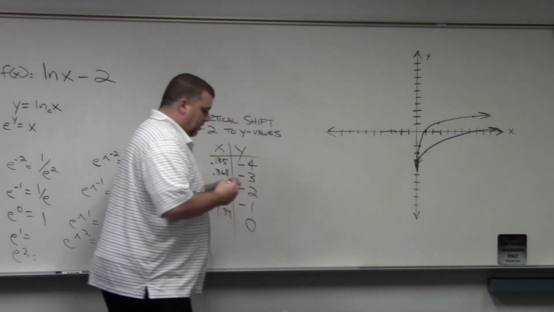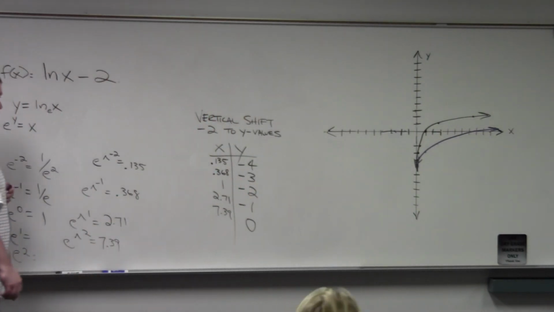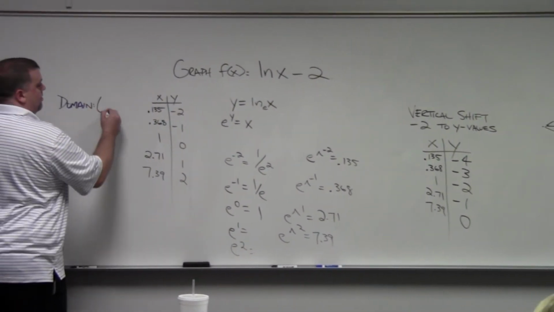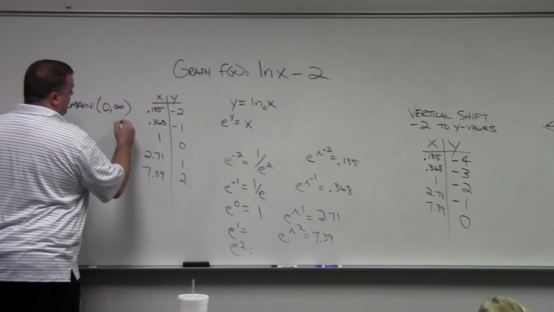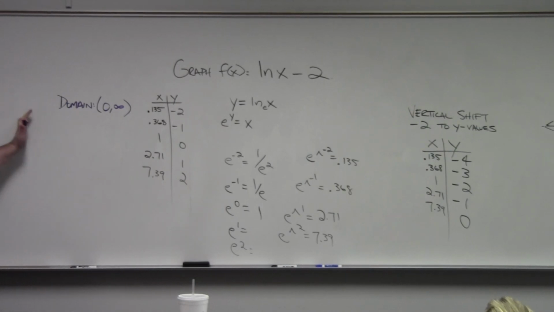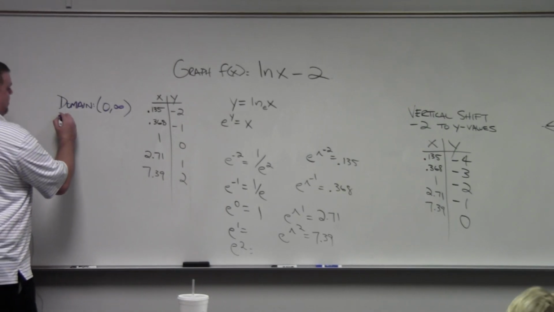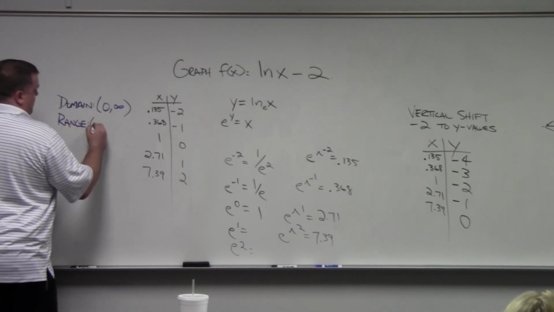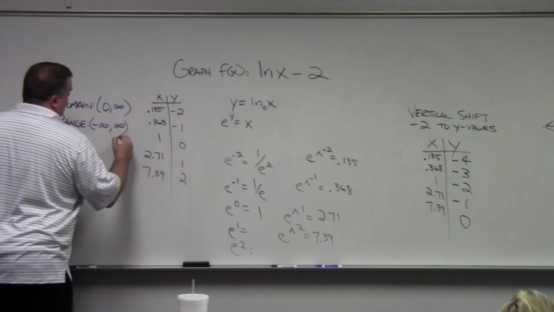Right. Same graph, everything was just shifted down 2 places though, right? That was the only thing that was going on. So our points were just shifted down 2. What would my domain be? 0 to infinity, right? We didn't shift to the left or right at all, so the domain would have to stay the same for any logarithmic. What would my range be? That's the same for any logarithmic.